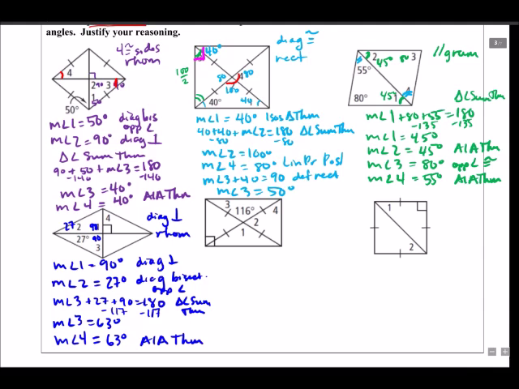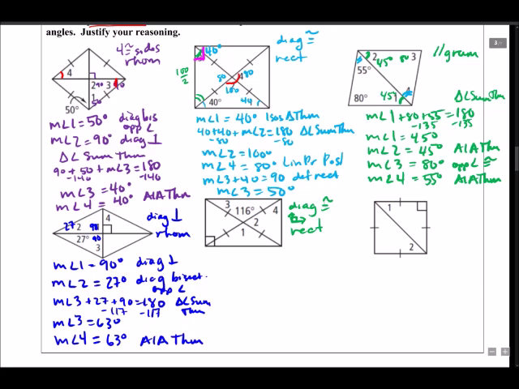Okay, who's next? Pardon me. What do we have here? We have congruent diagonals. I don't want to write it that way. I want to write diagonals congruent, because that's what our theorem says. Our diagonals are congruent, and we've got a right angle. So we've got a rectangle.